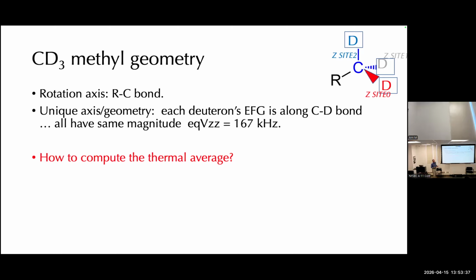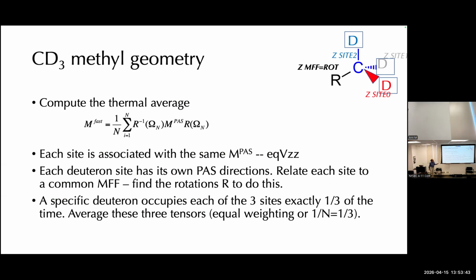But how do we calculate this average? What are we really going to do? Anybody have any thoughts? We're going to use this equation, right? We're going to assume that they're equally populated, so we're not doing any population weighting. Each site has the same value for the PAS frame, eQ VZZ. Each deuteron site has its own direction, though, so we need to relate each site to a common molecular frame.